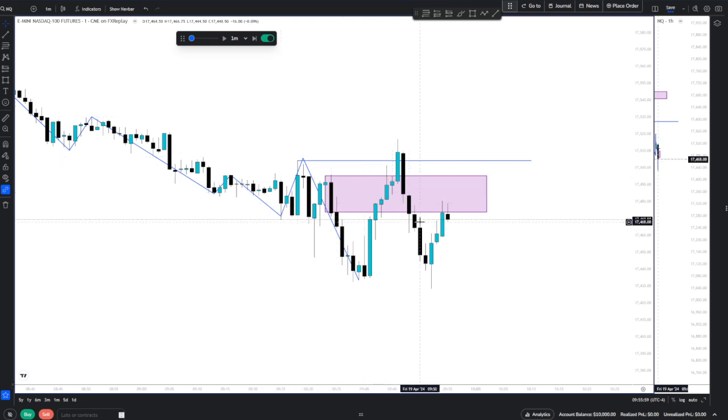And then Mike, you're back. We got a failure swing on the lows after a break of structure up. So our structure right now is still bullish. Structure is still bullish here until we get a close below. Remember, closes are the important thing here.